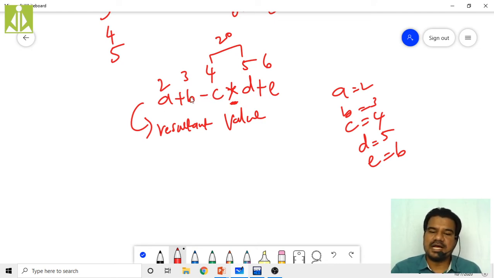I have to go for associativity. That associativity says the plus operator gets evaluated first. According to that, the plus operator gets evaluated first, so this will become 5. Then minus. Isn't it? So 5 from minus 20. I have to deduct 5 from 20, so that will become minus 15 plus 6.